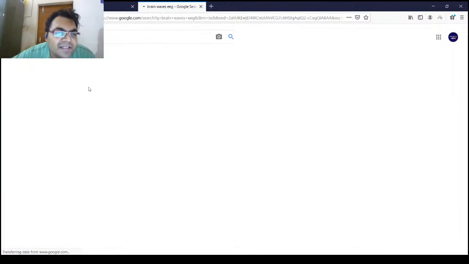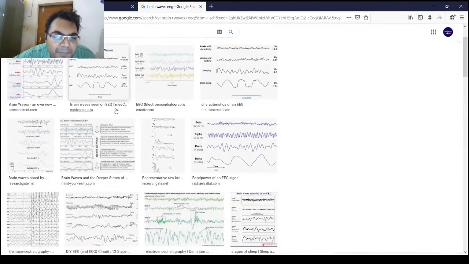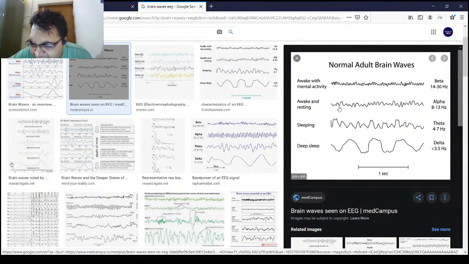EEG. So this is how the normal adult brain waves look. You can see beta wave, alpha wave, theta wave, delta wave. You can see these waves, right? So these are the waves which are normally present.